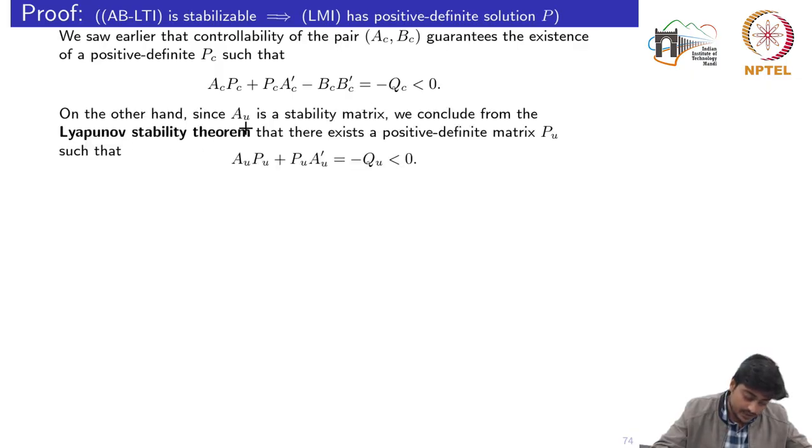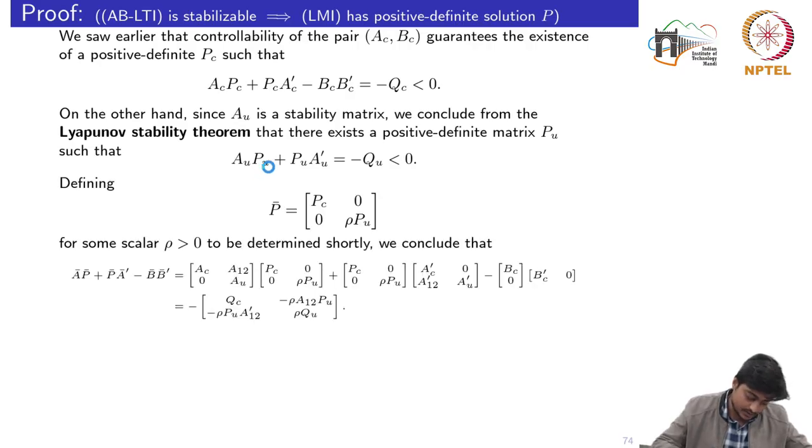Now on the other hand, since AU is a stability matrix, it is already assumed in this implication that the pair AB is stabilizable. So all the eigenvalues are already on the left hand side, and AU is a stability matrix. Now using the Lyapunov stability theorem, we can write this LMI in terms of AU, and PU is a positive definite solution of this equation. So this equation we have written from the stability result, and this equation we have from the controllability result, with different AC, PC and AU, PU pairs.